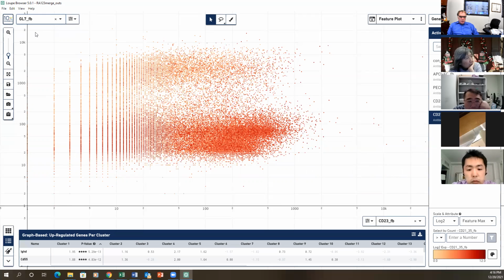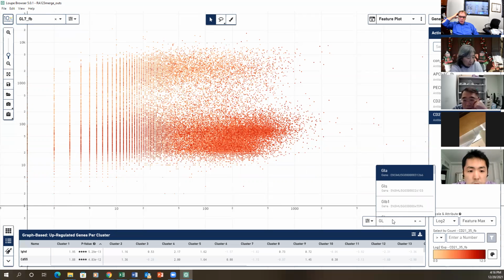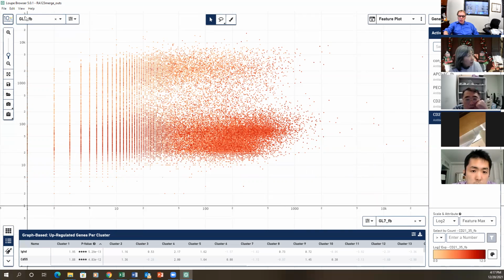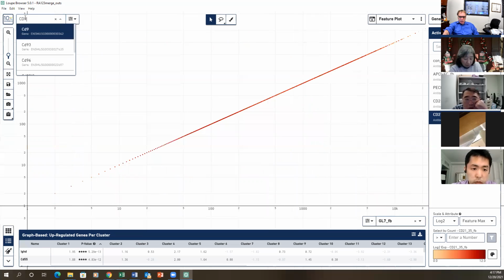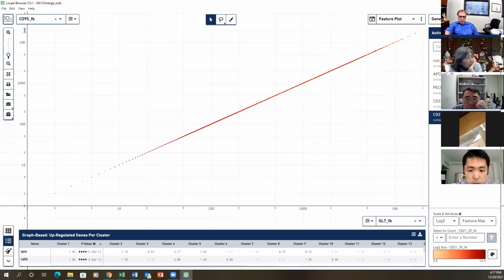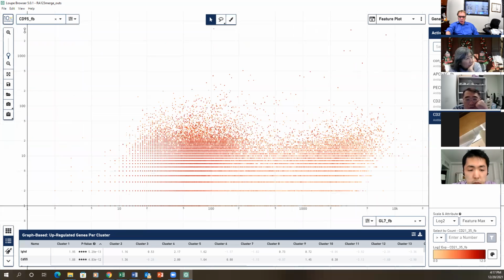What's this? The GL7. Let me try the GL7. Well, in a way, we don't need this because germinal center transcriptome is very distinct. How about GL7 and FAS? You know, because FAS works. Is that GL7 and FAS? Yeah, so it doesn't look like that. Right, it's not the same.